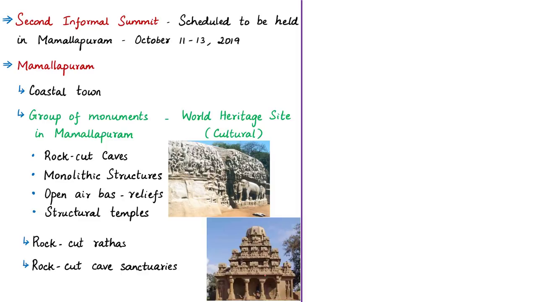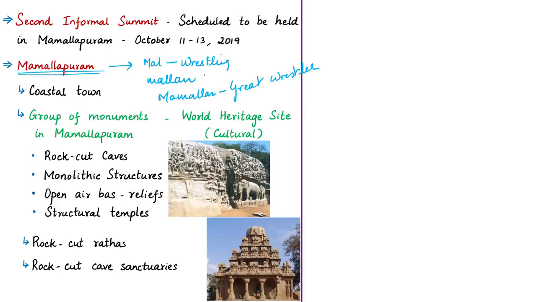Mamallapuram is also called Mahabalipuram. This is based on mythology. However, based on history, this place is named Mamallapuram as a tribute to the famous Pallava king Narasimha Varman I, because he was called the great wrestler. In the word Mamallapuram, if you see in Tamil, Mal means wrestling. Mallan means a wrestler, and Mamallan means a great wrestler. So as a tribute to the Pallava king Narasimha Varman I, who was a great wrestler, this place was given the name Mamallapuram.